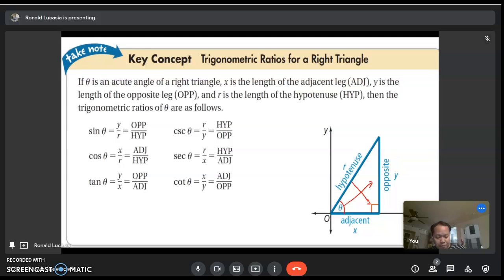Sine theta is opposite over hypotenuse, and cosecant is the inverse of sine, which is hypotenuse over opposite. Cosine theta is adjacent over hypotenuse, and secant theta, the inverse of cosine, is hypotenuse over adjacent. Tangent theta is opposite over adjacent, so cotangent theta, the inverse of tangent theta, is adjacent over the opposite side.